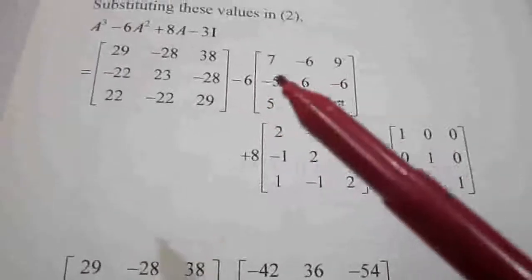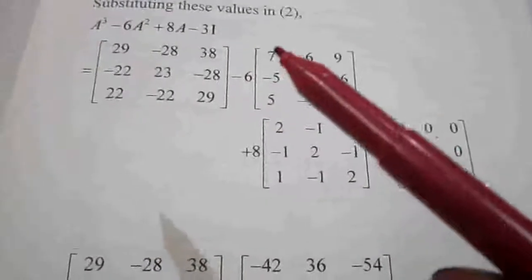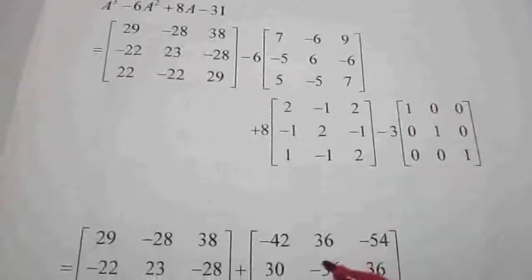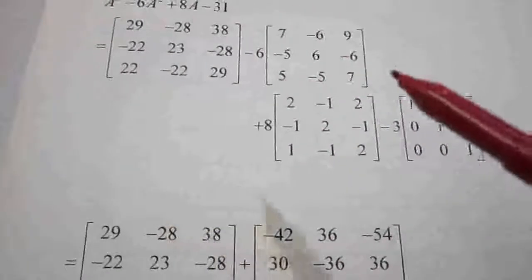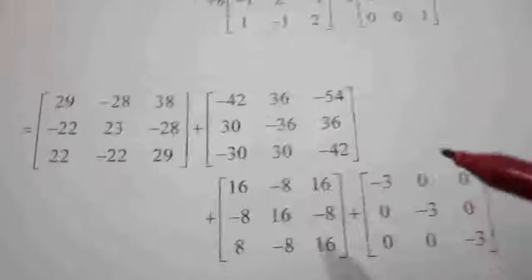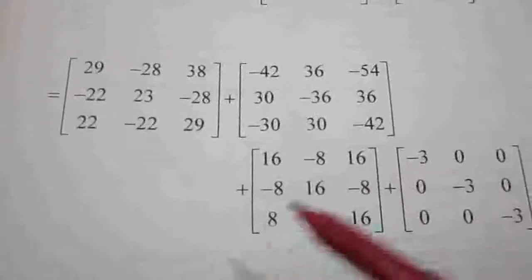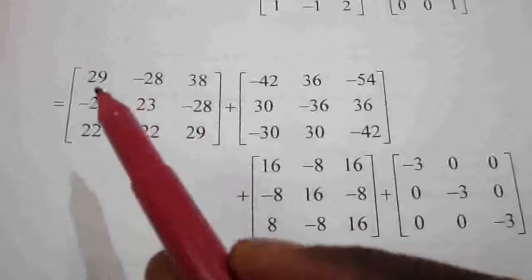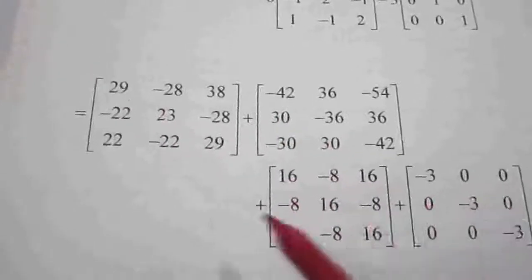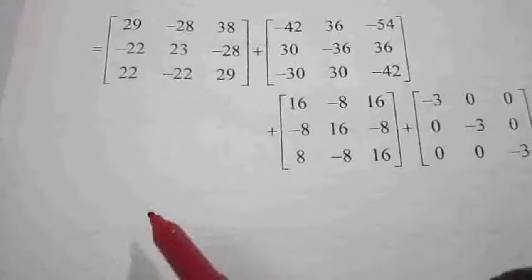So now this is A cube. I am taking A cube and multiply minus 6 inside. Minus 6 into 7, 42, minus 42, minus 6 into minus 6 plus 36. Multiply minus 6 inside and multiply 8 inside here. Multiply minus 3 inside here, and now I am going to add all these values. You see 29 minus 42, 16 minus 3. Add all the values, first term becomes 0.